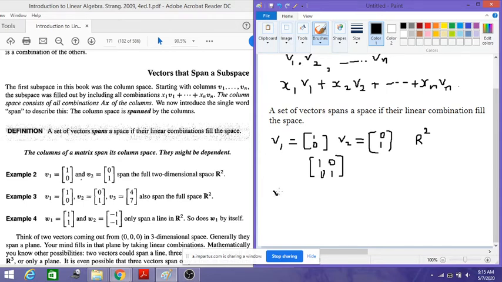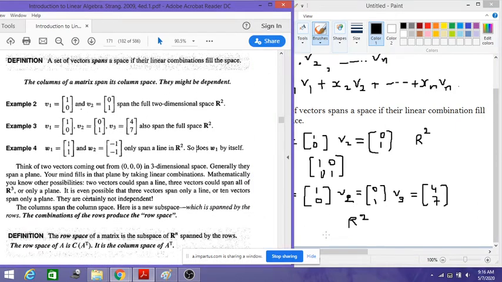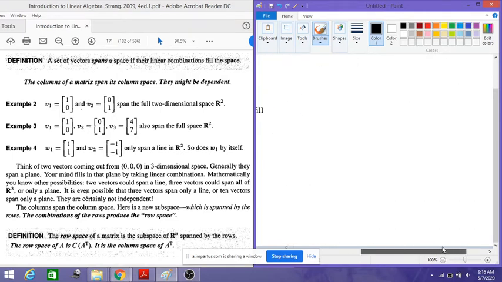So let's take one more example here. v1 is equal to (1, 0), and v2 is equal to (0, 1), that's fine, but we have one more vector, v3, which is (4, 7). So this also fills the span, but it is a two-dimensional matrix, because the number of rows, if you put it into a matrix, is only 2, but still this will also fill the space.